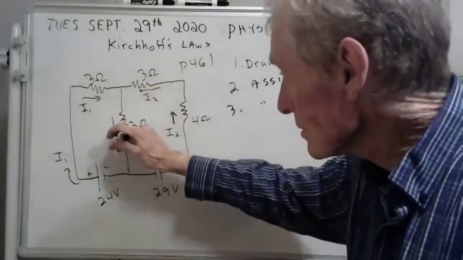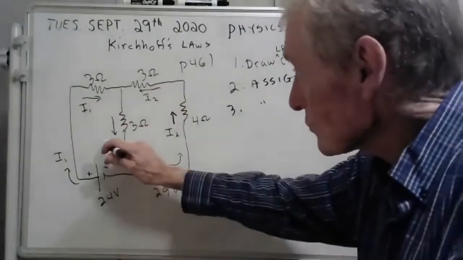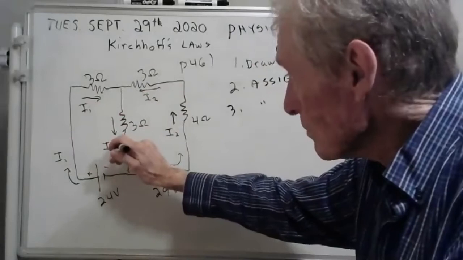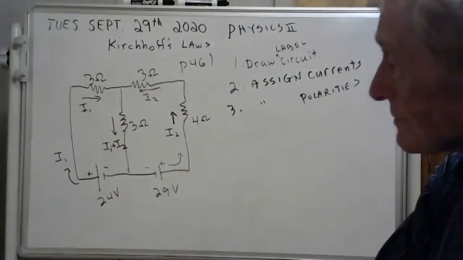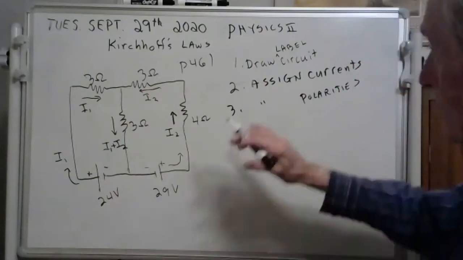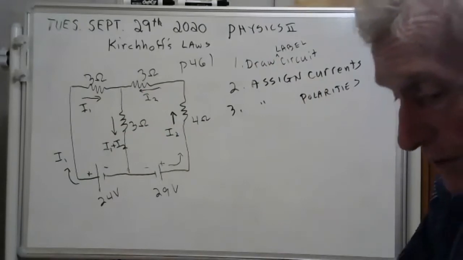And you know what this is according to Kirchhoff's current law? This would be I1 plus I2. So we have assigned currents. Now we're going to assign polarities.